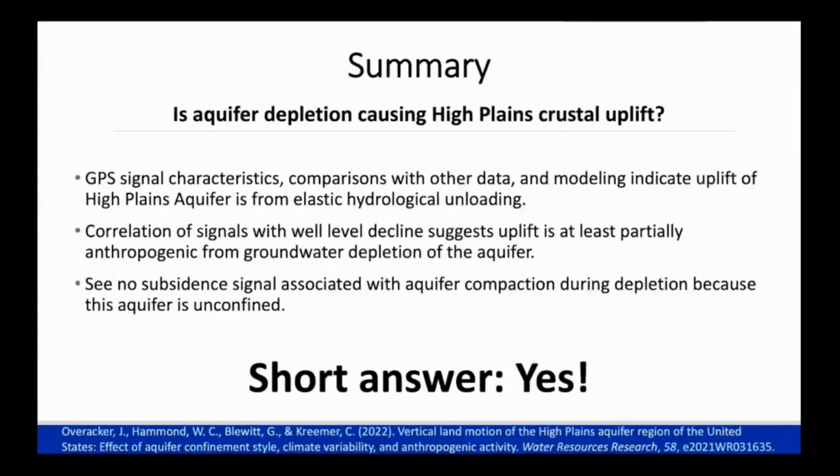So to summarize this brief presentation, we've shown that GPS signal characteristics, comparisons with other data, and modeling indicate uplift of the High Plains aquifer is from elastic hydrological unloading. The correlation of signals with well-level decline suggests uplift is at least partially, and I would say probably largely, anthropogenic from groundwater depletion of the aquifer. And finally, we do not see subsidence signal typically associated with aquifer compaction during depletion because this aquifer is confined.